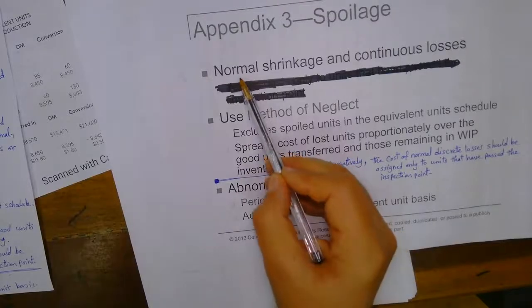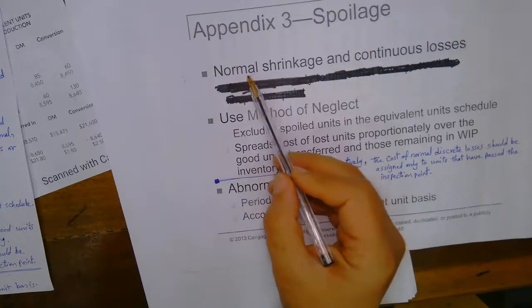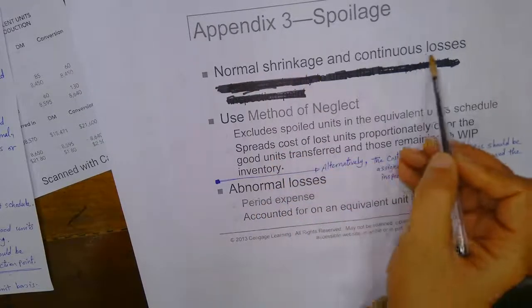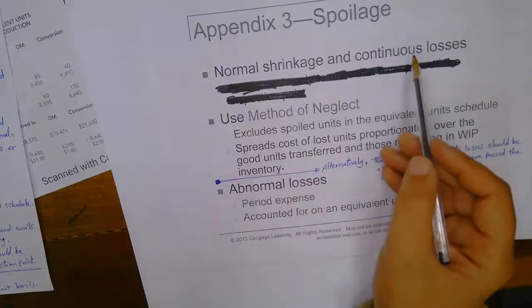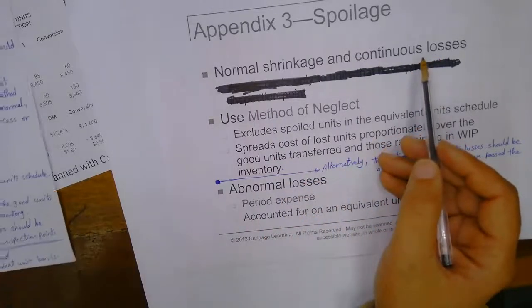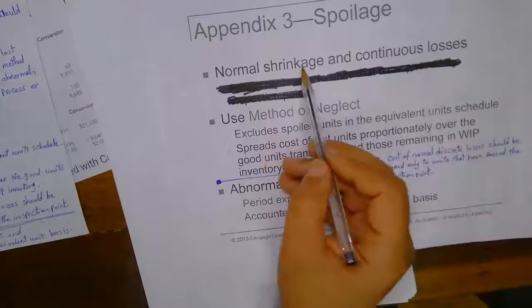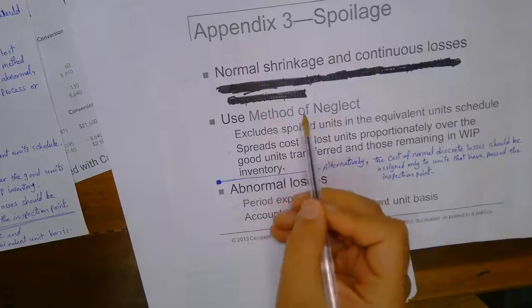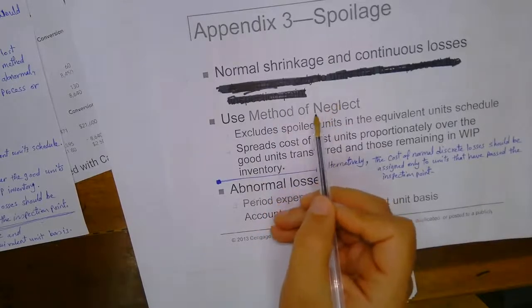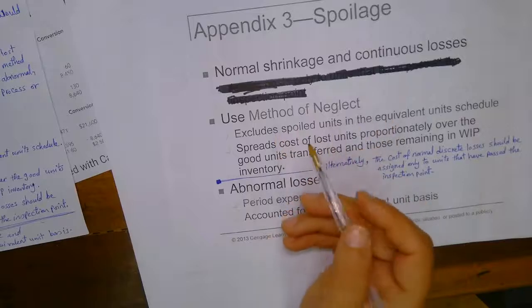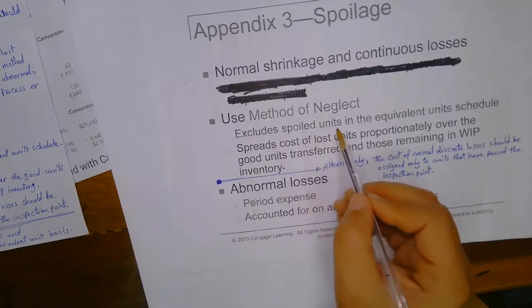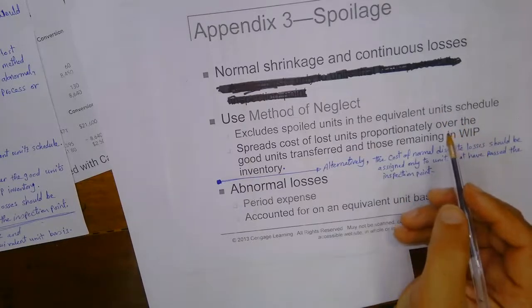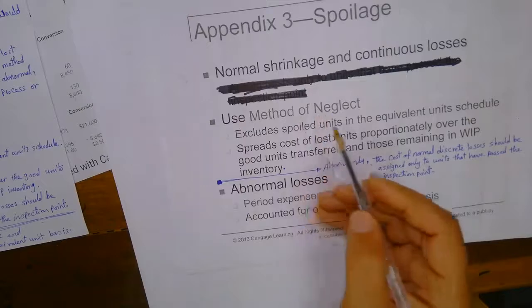If the lost units of production are treated as normal shrinkage and continuous loss, the normal shrinkage and continuous loss are accounted for using the method of neglect. This method excludes spoiled units in the equivalent units schedule. This method ignores the spoiled units.